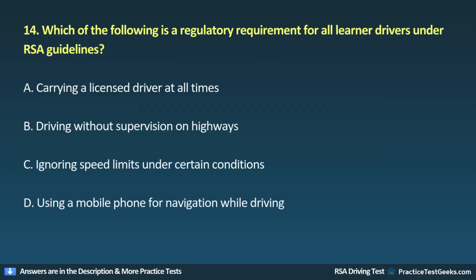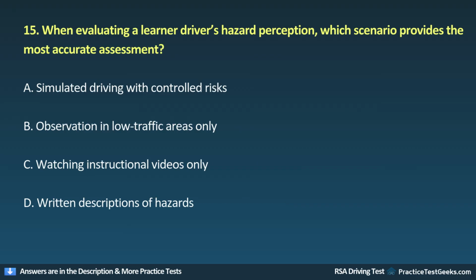14. Which of the following is a regulatory requirement for all learner drivers under RSA guidelines? A. Carrying a licensed driver at all times. B. Driving without supervision on highways. C. Ignoring speed limits under certain conditions. D. Using a mobile phone for navigation while driving.